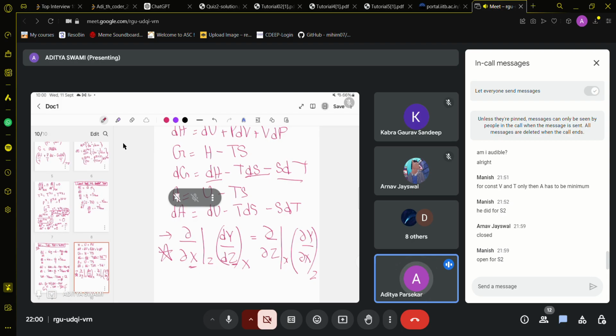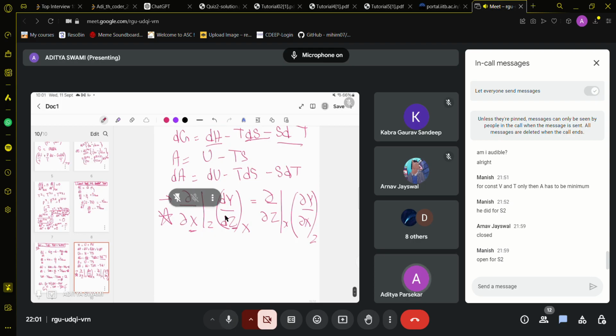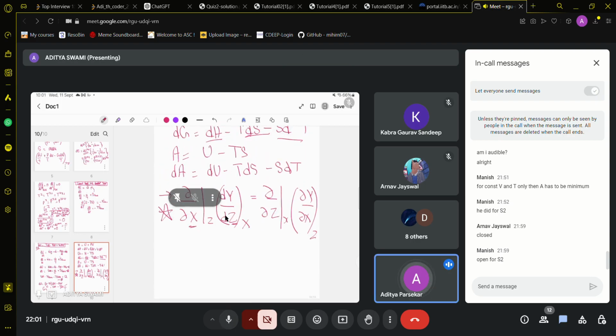Let me give me a minute here. Maybe I'll just show one derivation for one Maxwell relation just to clear things up. Just give me 1 minute. I need to find the relations. I don't remember the relations, I need to figure out what to prove. Okay, so let's just try to prove this.